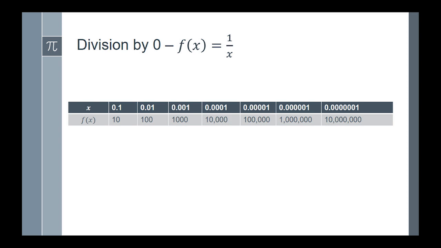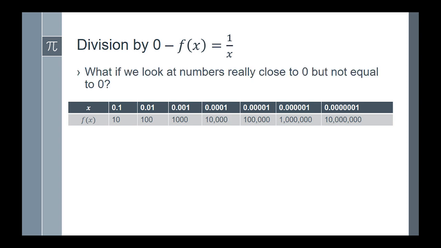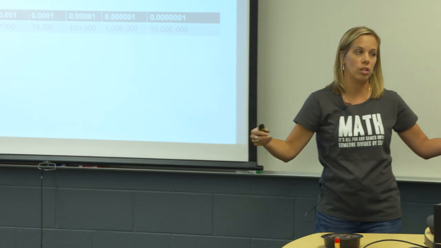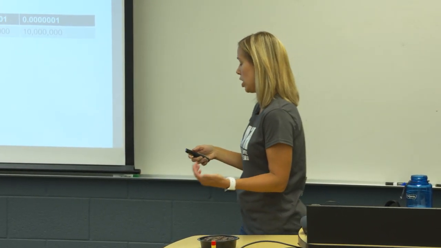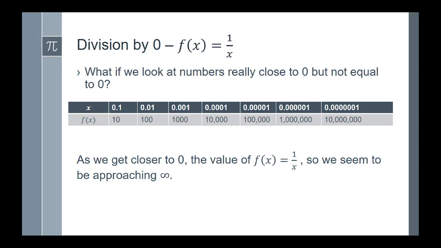Okay, let's look at the function f of x equals 1 over x. So we're going to look at numbers that are really, really close to 0, but not equal to 0. So if we divide 1 by 0.1, we get 10, and so on. We get 100, 1,000. So each time we're dividing by a number closer and closer to 0, our function, 1 over x, is getting larger and larger. So it actually appears to be approaching infinity. So 1 divided by 0 must be equal to infinity.